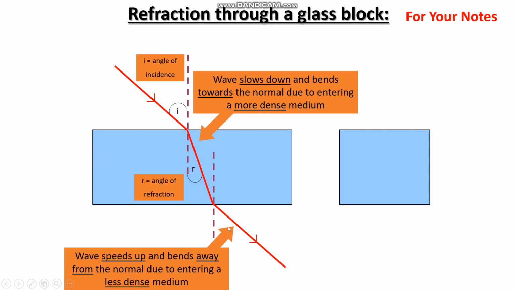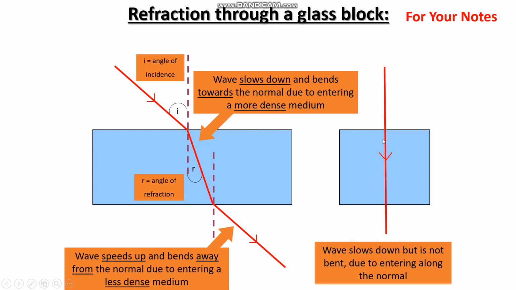Okay, there's a second diagram here to show you what happens when light travels down the normal line when it hits the block head on. What do you think might happen here? Well, it's fairly straightforward. The ray of light just carries on as it would do normally, as if the glass wasn't there. It does, however, slow down, but there is no change in direction because all parts of the wave actually enter the glass and leave the glass at the same time. So there's no rotation at all.